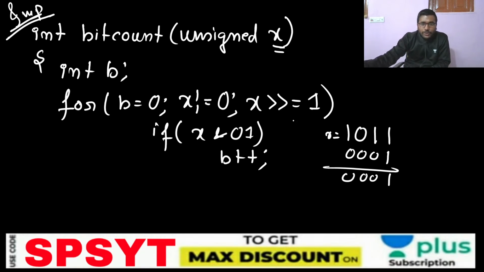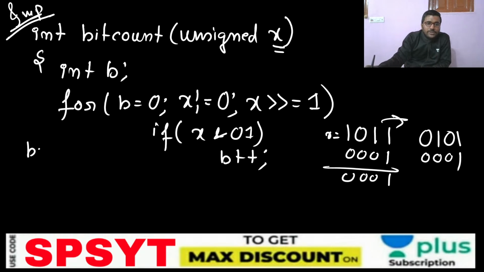Okay, so now after this initialization and condition check, you went to the body. Then you are going to do right shift. After one right shift, you are going to get 101, and the left is going to be 0. Now again x is going to AND with 0001. So initially b was 0, then because of this it becomes 1.